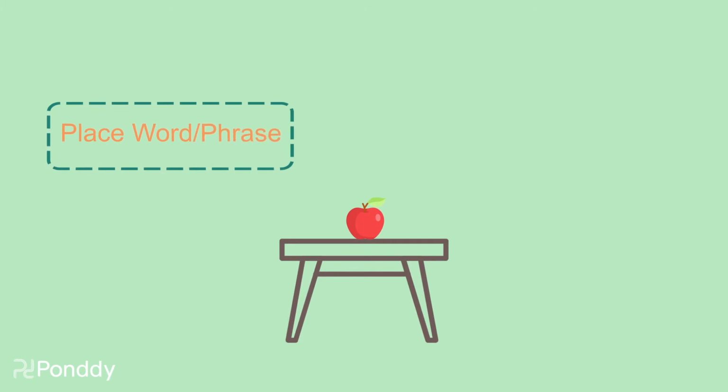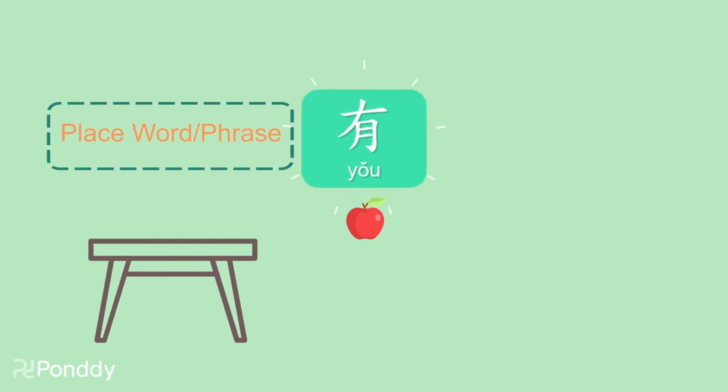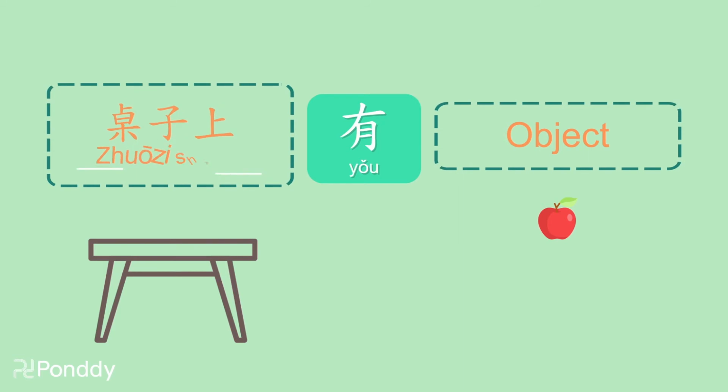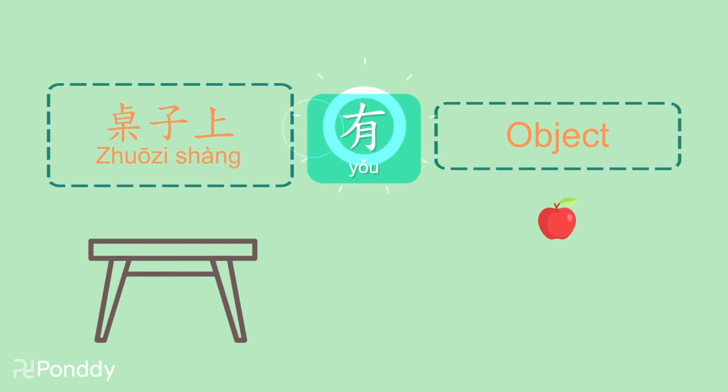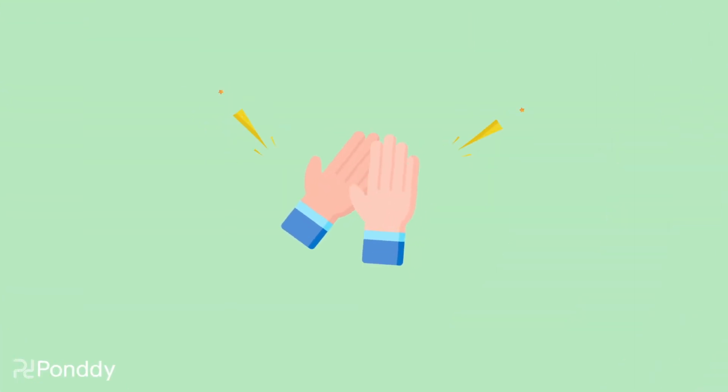Remember what we just learned? Say the place phrase first, followed by 有 and then add the object at the end. In Chinese, it should be 桌子上有一个苹果。 Isn't that simple? Let's practice.